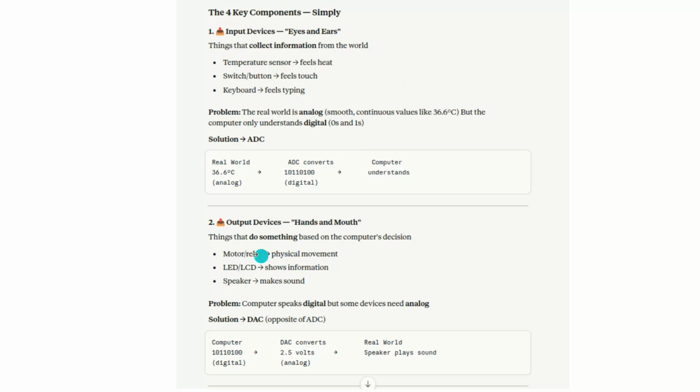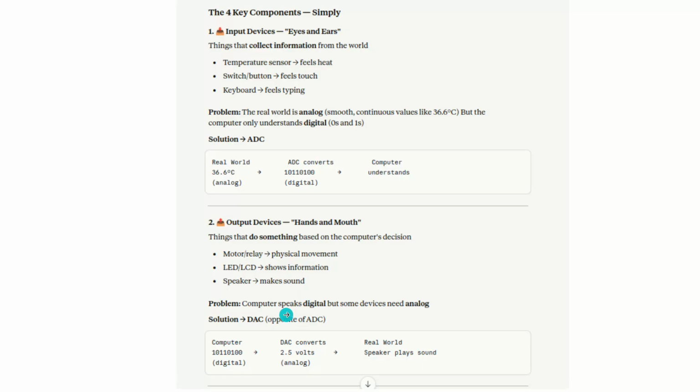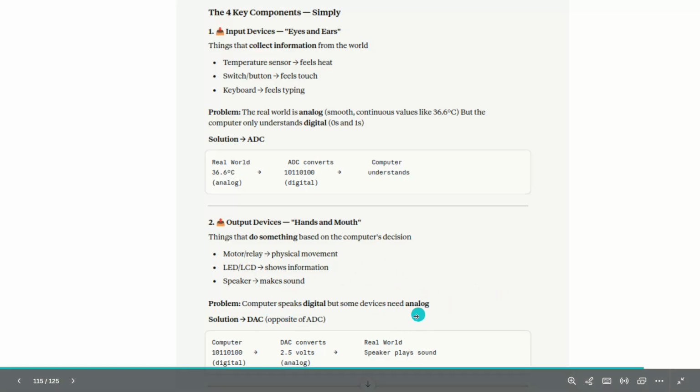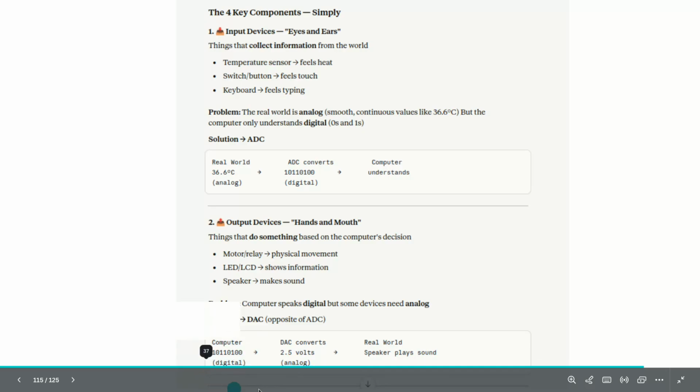Now output devices are things that do something based on the computer's decision, what the computer decides can be shown in the output device. That can be the actuators, that is motors. Displays are LED, LCD, and speakers which make sound. The computer can speak only digital, but the device needs analog signals. So the computer's digital signals are converted to analog signals, which are understood by the device for real world purposes. This is done by the DAC, the digital to analog converter.